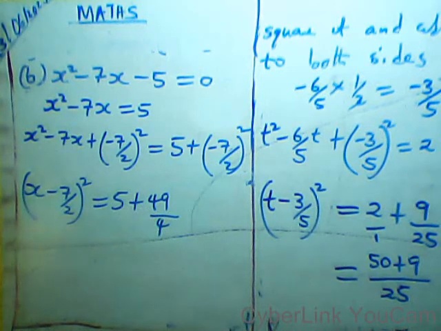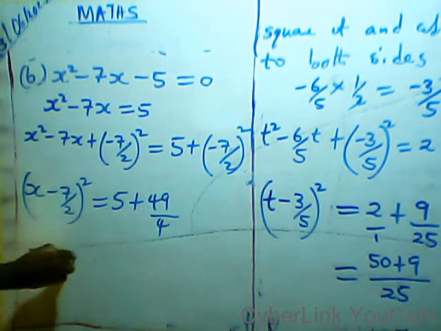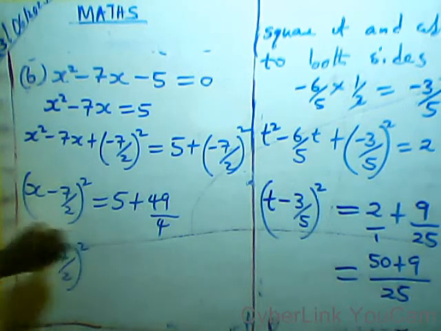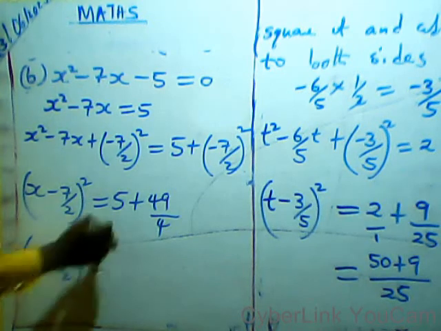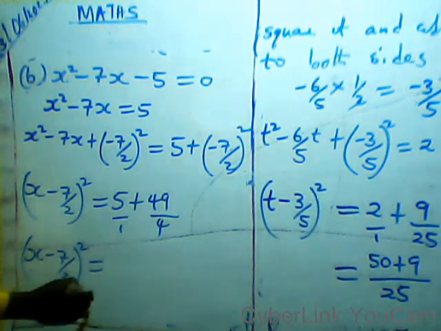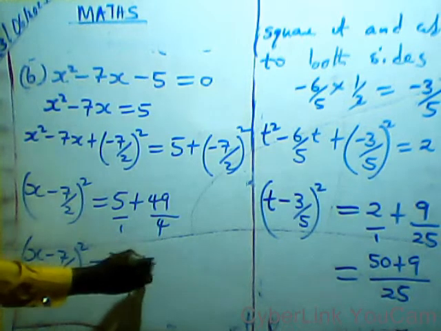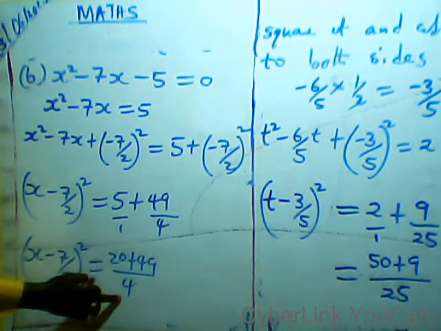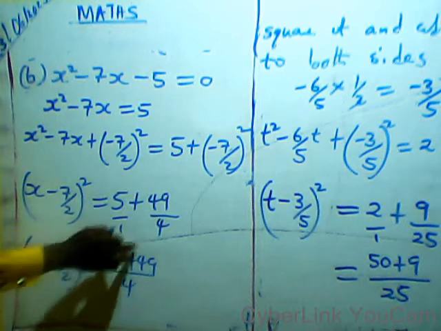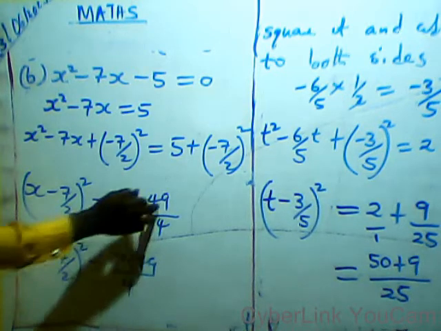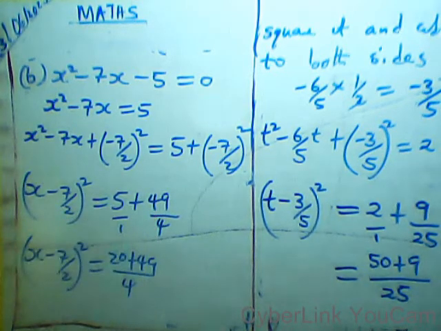And at the end of the day, that means that x minus 7 all over 2 all squared is equal to what? The LCM is 4. We have 4 all over what? 20 plus 49. Because 4 in 4 is 1, 4 times 5 is 20. 4 in 4, 1, 1 times 49, 49. So that's what we're going to have.